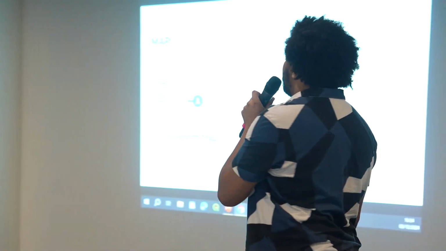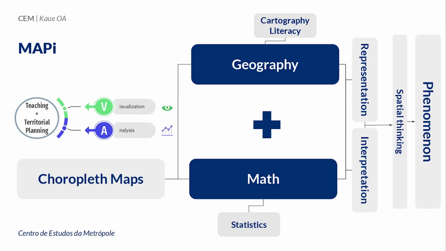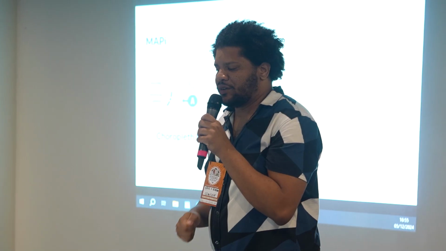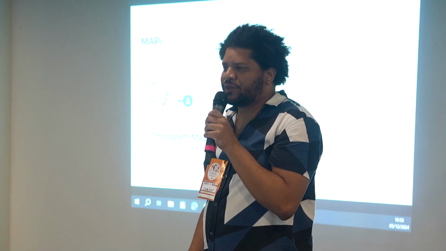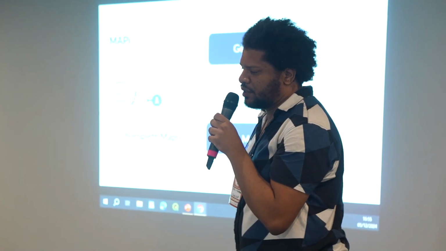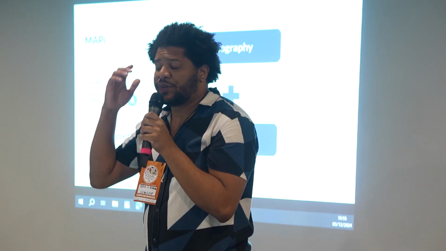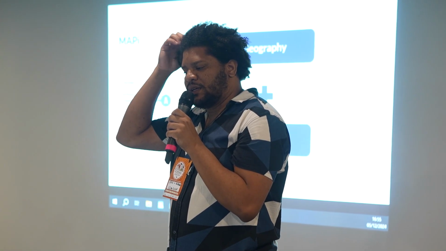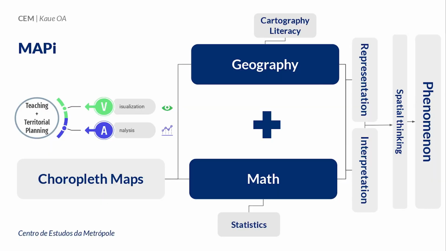We focus here on MAPi being a teaching tool because to properly create and use a choropleth map correctly, we need solid knowledge from two fields that we learn, or at least should learn, at school: geography and math. They are essential to read a choropleth map, and even more to create one so as not to mislead with wrong evidence.